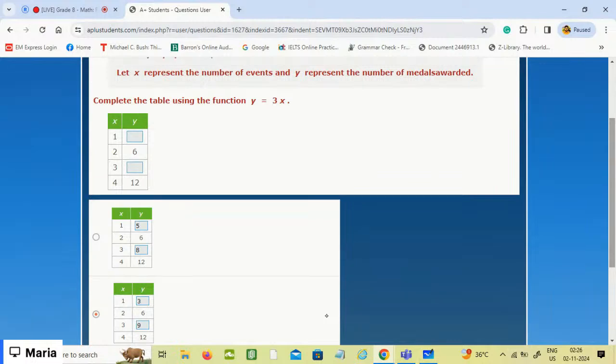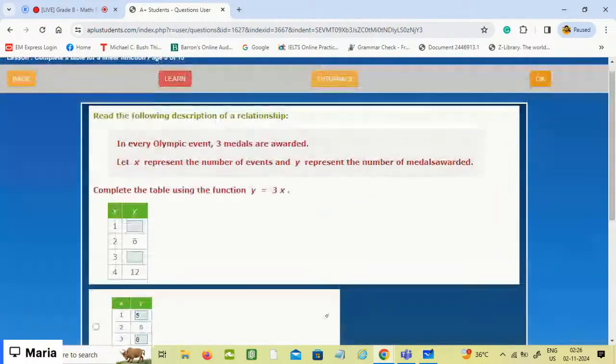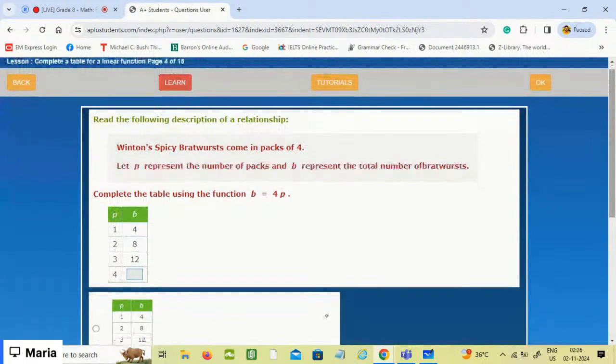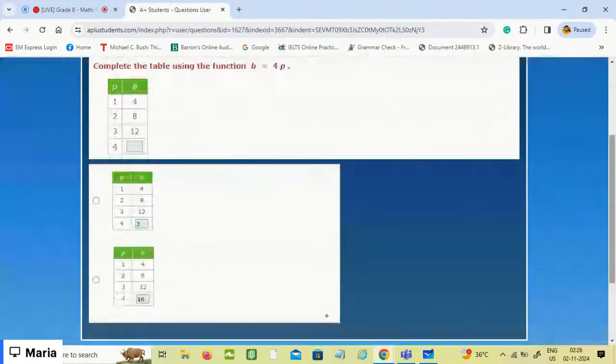Let's just move on to the next one. Complete the table using the function b equals 4p. So which is the correct option?